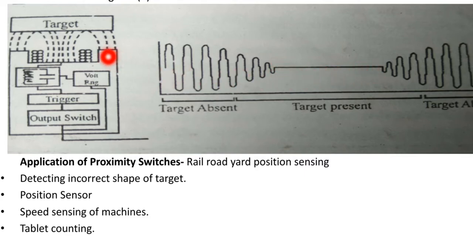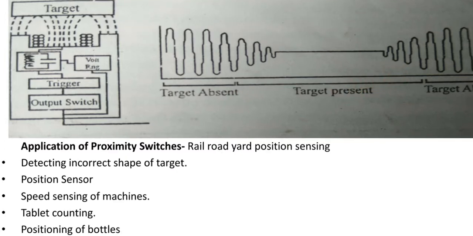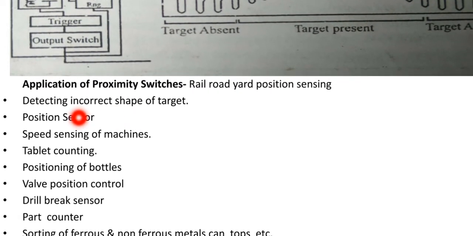When we move away from this target, then at that time what will happen, the electromagnetic lines are not broken, that means we find the graph like this. So when we find the graph like this, means target is absent, means the target is far from the sensor, you see here. Now what are the applications of proximity switches?